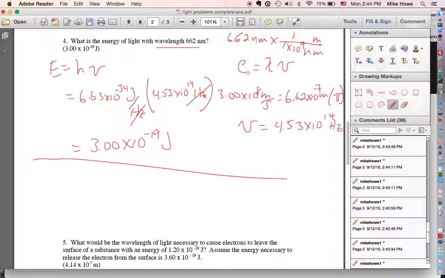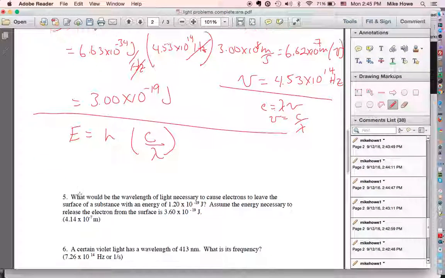Now, one other thing I was going to say about this, if I wanted to, I could have rearranged this equation over here. I could say if c is equal to wavelength times frequency, then frequency is equal to c divided by wavelength. I could divide both sides by wavelength. And if I did that, then I could say E is equal to h times c divided by wavelength. That would then have given me a one-step option to solve this problem. You just plug in h, plug in c, plug in wavelength, and solve for E.